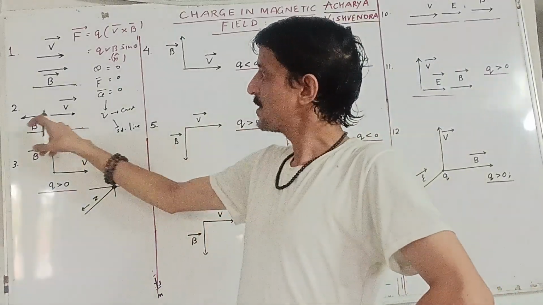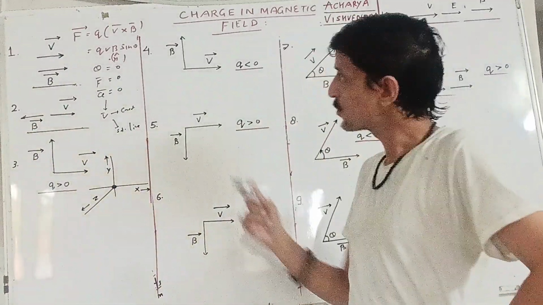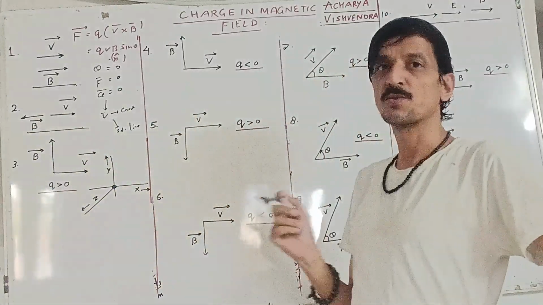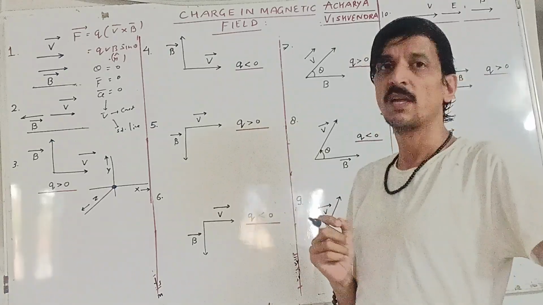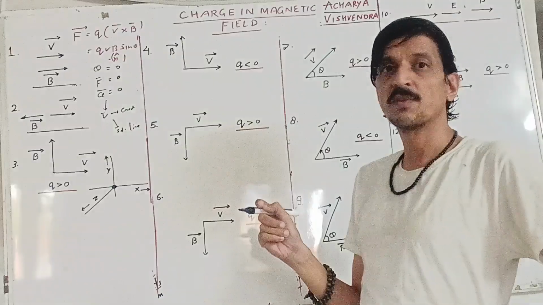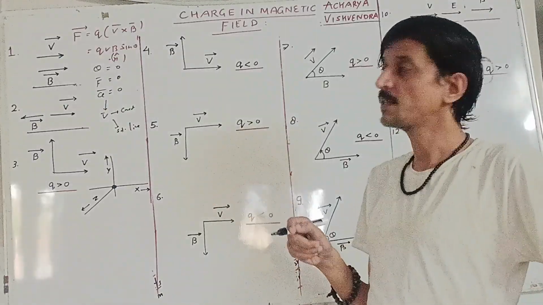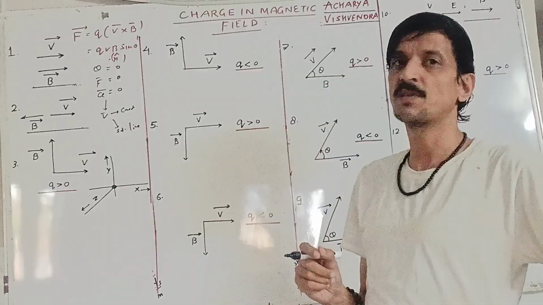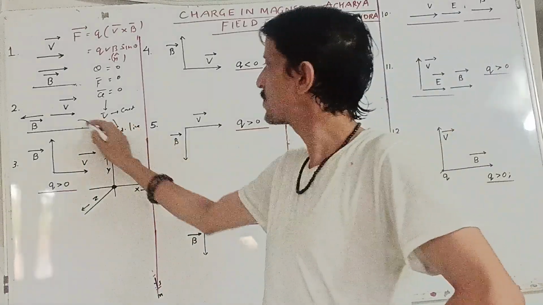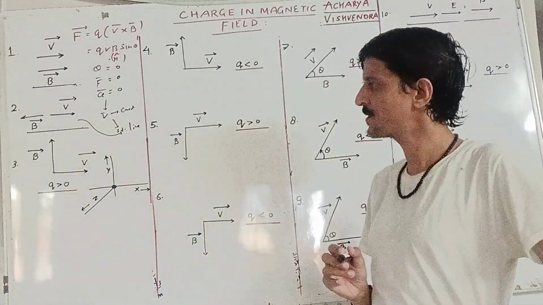Next question, velocity is anti-parallel to magnetic field. So here angle is 180 degree. So in that case also cross product will be zero. So force will be zero, and hence acceleration will be zero, and hence velocity will be constant. And velocity is constant, that means speed will also be constant. So that locus will also be a straight line in both the cases.